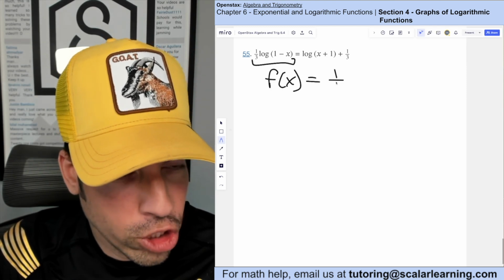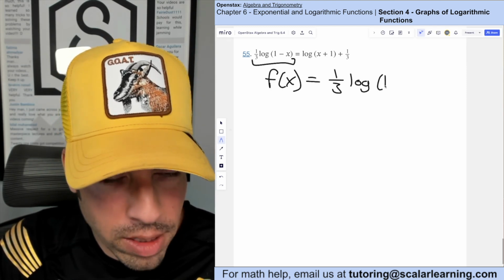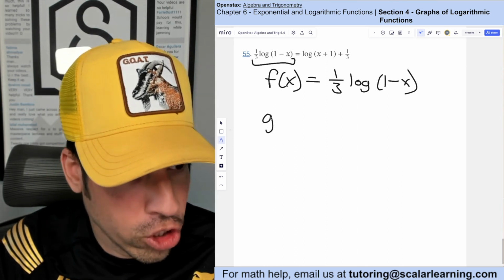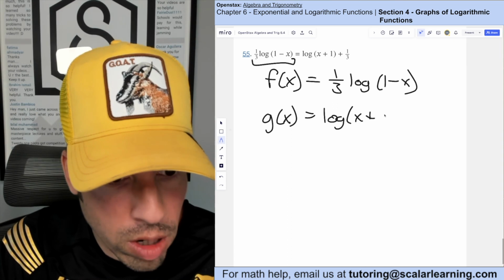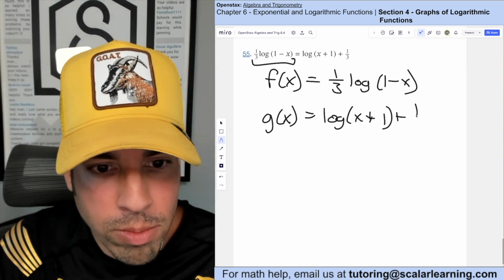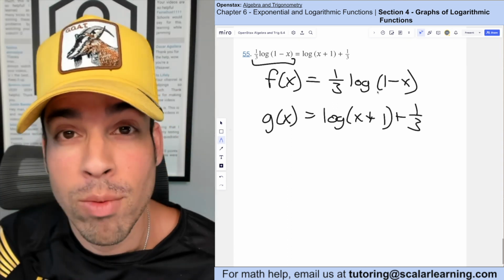For this one, using Desmos, I'm going to create two functions, one based on the left side of the equation, which equals 1/3 log of 1 minus x, and then I'm going to use the right side of the equation, g of x equals that right side, log of x plus 1 plus 1/3, and then what I'm trying to see is where these two are equal, aka where they intersect.